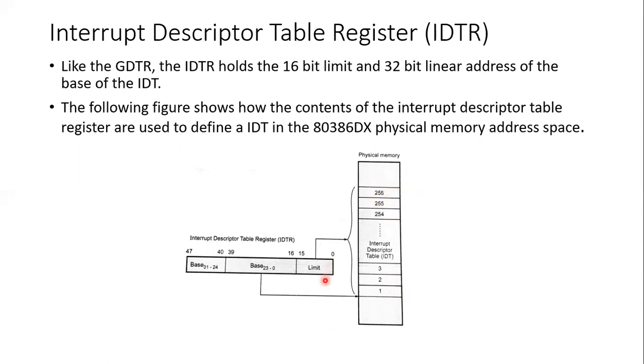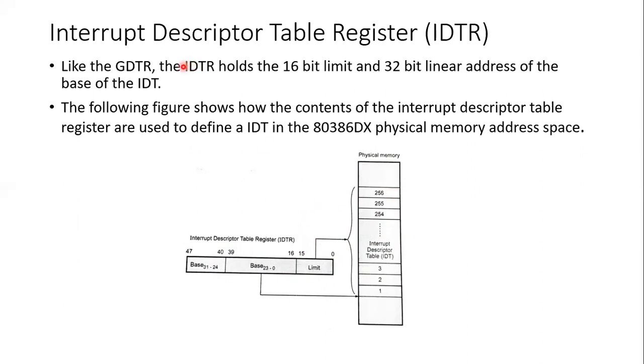So what is the limit of IDTR? This is again a 48-bit register. It has a limit and a base. Then 1 to 256 is the limit. Then in the middle it is placed as the interrupt descriptor table, and the box is termed as the physical memory. I think they have given 256 because 256 interrupts are there. So we'll relate now how this diagram is shown.